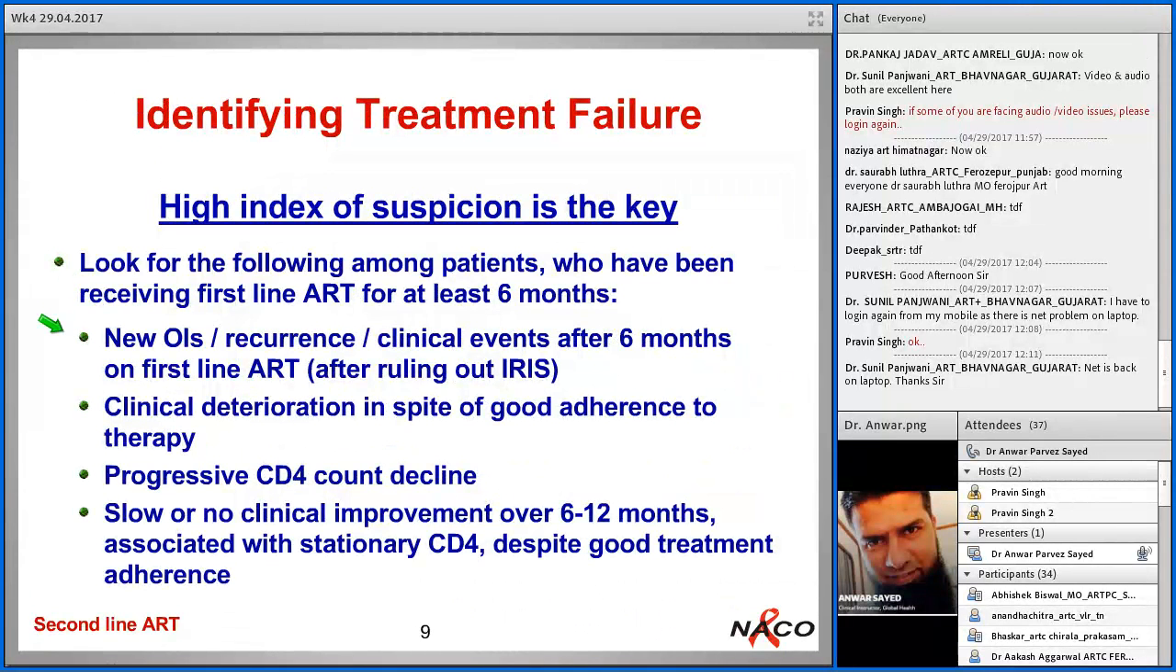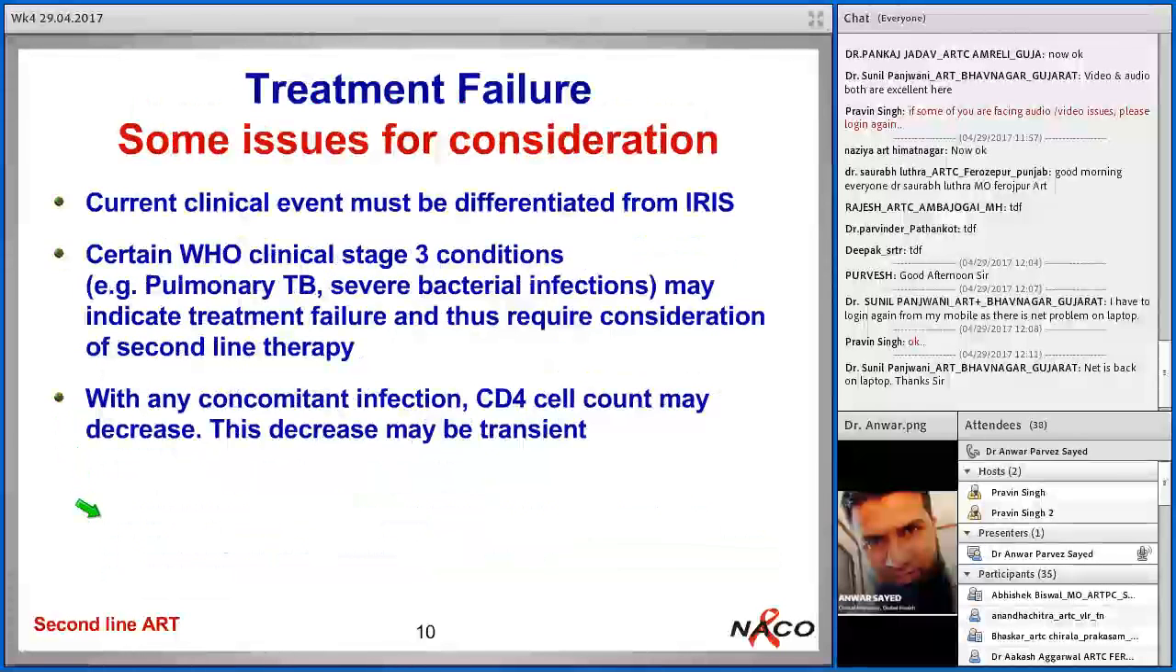We have seen that whenever a patient is on ART, there should be a high level of suspicion. That means you should look for OIs, new OIs, and clinical deterioration in spite of good adherence, then progressive CD4 decline or slow or no clinical improvement. All those things should be recorded. Co-infections are important, co-infection with Hep B, Hep C. Then if there is evidence of IRIS, or any certain WHO stage 3 conditions, for example TB, that should also be considered as clinical failure.